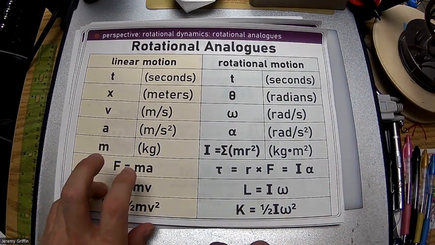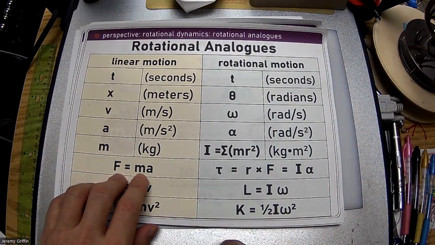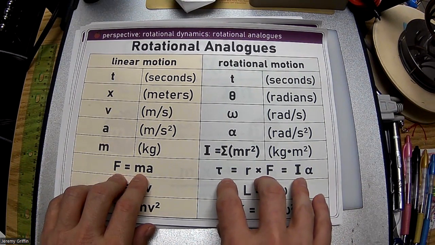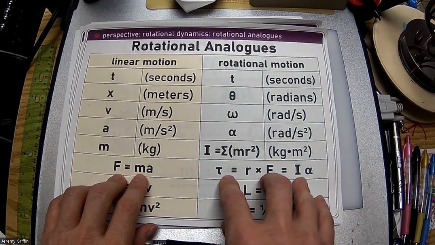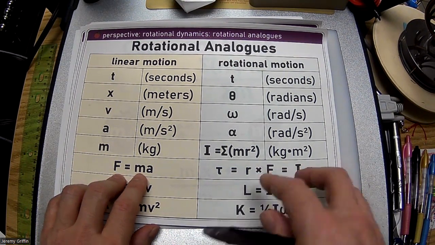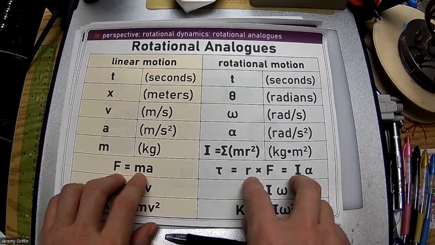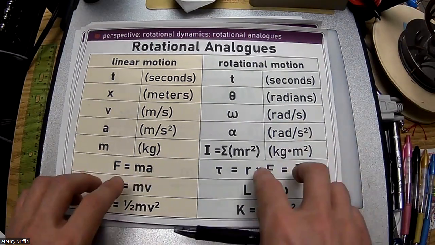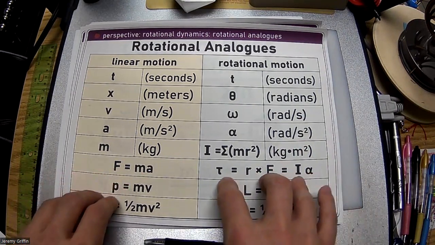Well, instead of forces causing masses to accelerate, now you're going to have torques that cause, say, a turntable to rotate, or maybe opening a door. So torque is r cross F, but that's also I times alpha. I've got some posters for that, so you'll see that coming up.